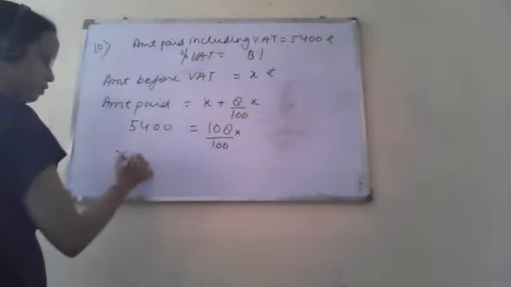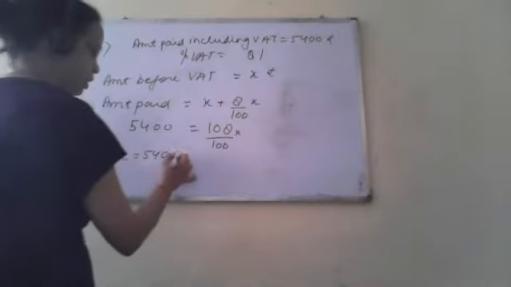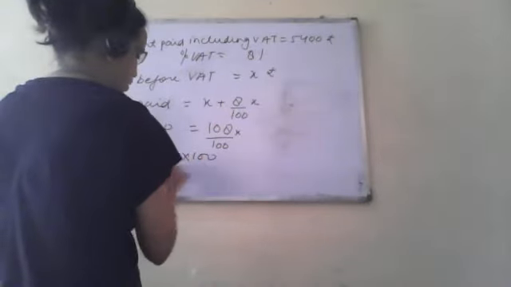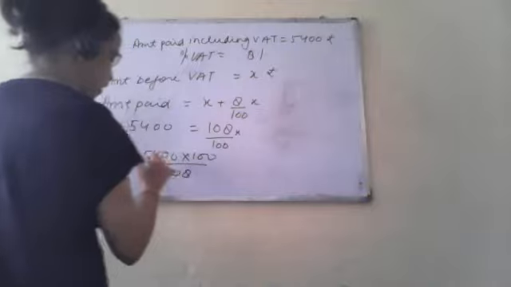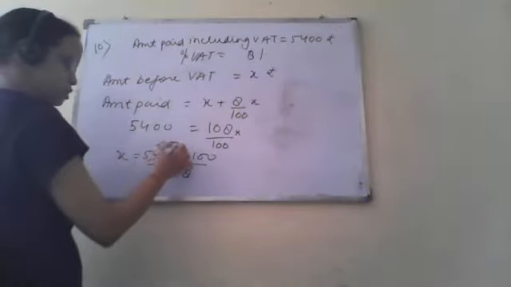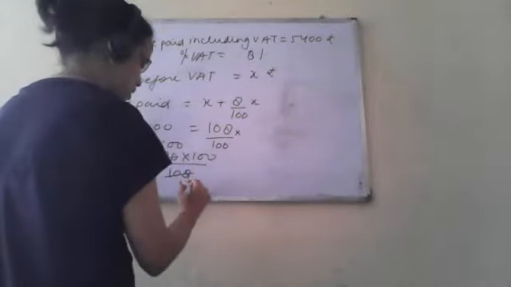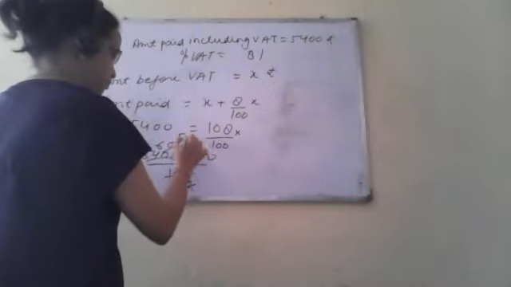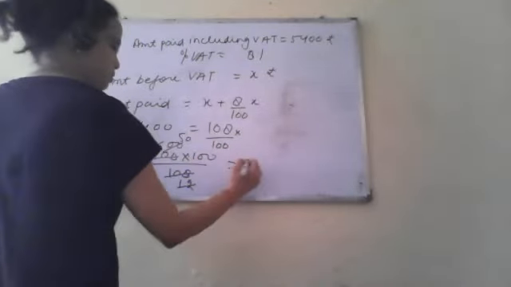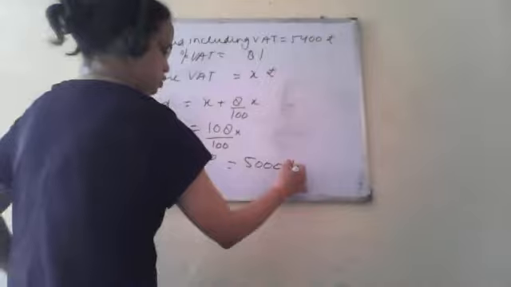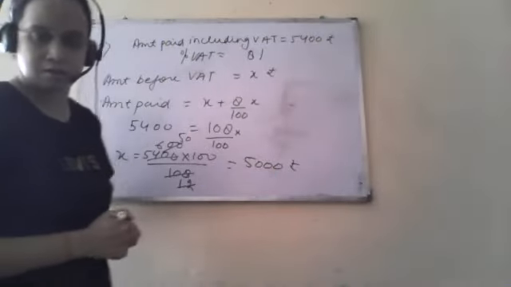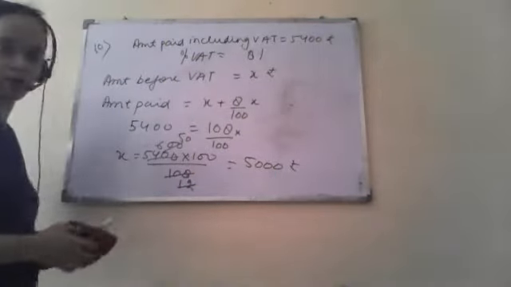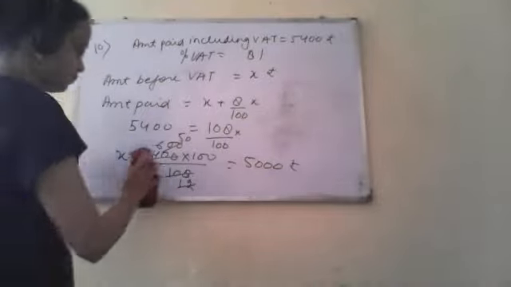So from here if we calculate X, it is 5400 into 100 upon 108. So X is 5000. So the amount before VAT was added is rupees 5000. I hope it is clear to you.